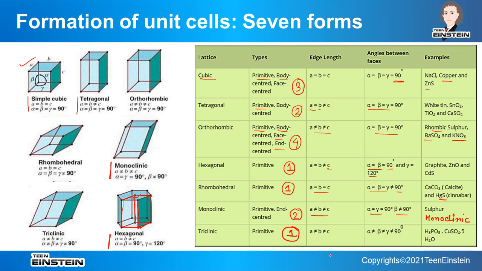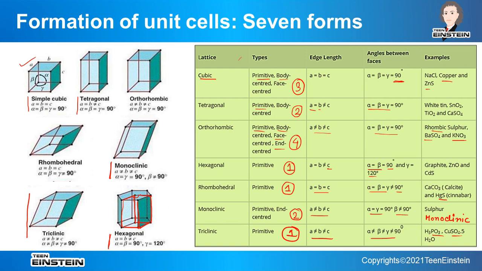So triclinic, all the edges are different, all the angles are different, and they are not equal to 90 degrees, and they are not equal to each other also. Okay, so this is the triclinic structure. Example, H3PO3, copper sulfate pentahydrate, CuSO4·5H2O. Okay, now we will see how we are getting these 14 types.